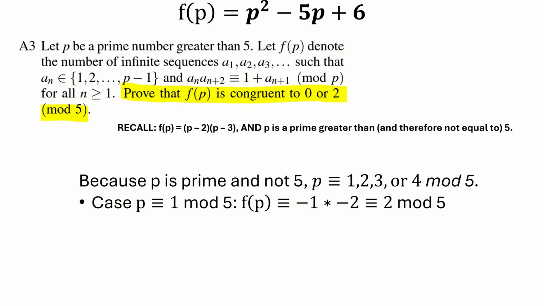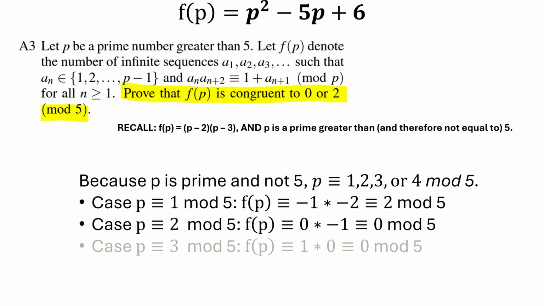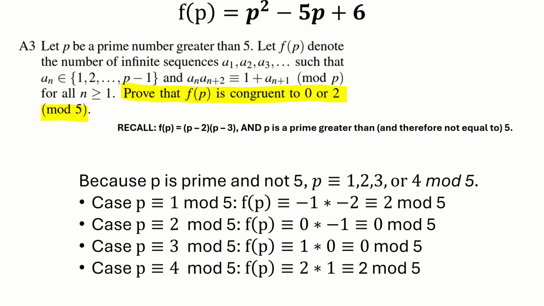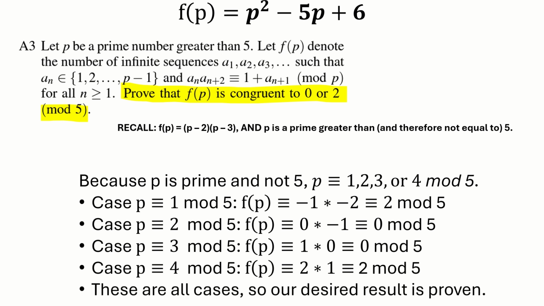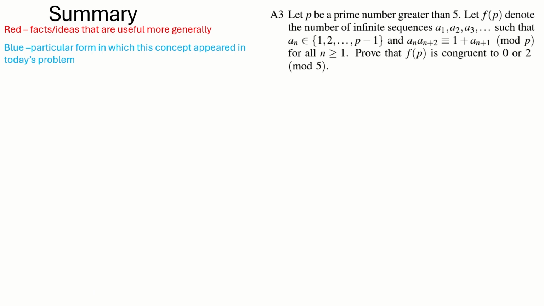In the case p is congruent to 1 mod 5, we get that f of p is congruent to 2 mod 5. I encourage you to do the rest yourself. Here they are. This is all of the cases, so f of p is proven to be congruent to 0 or 2 mod 5. To finish the video, let's summarize what we did in this problem.